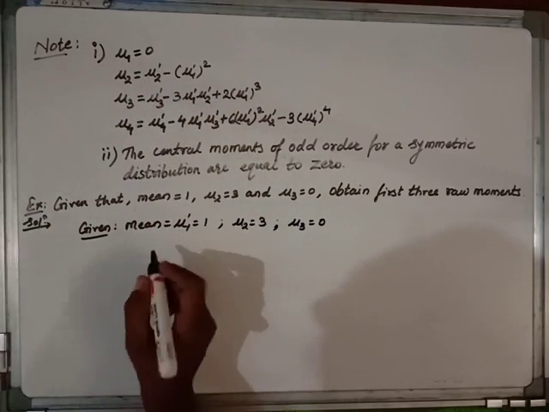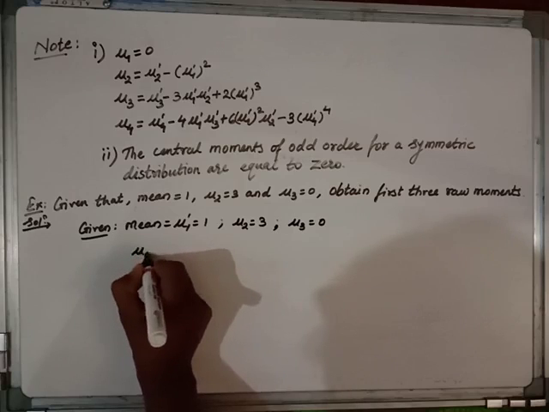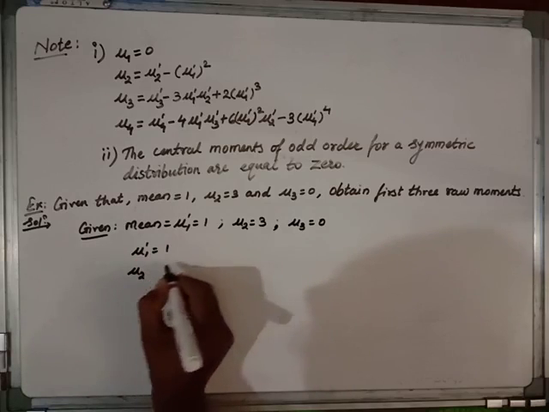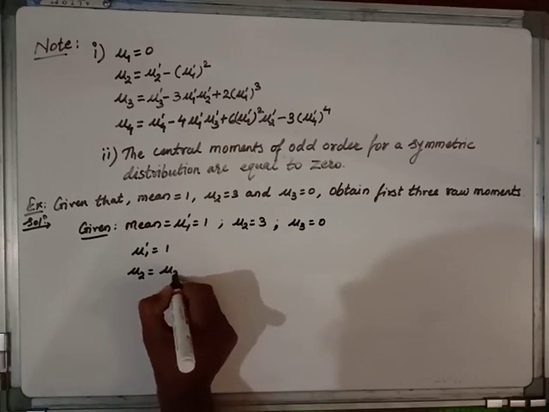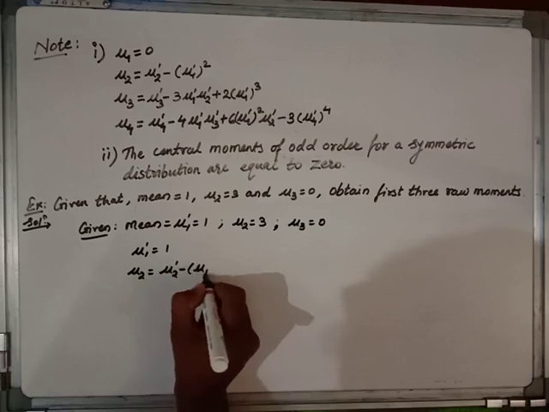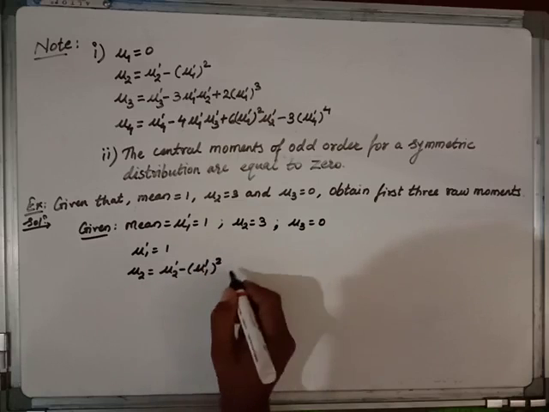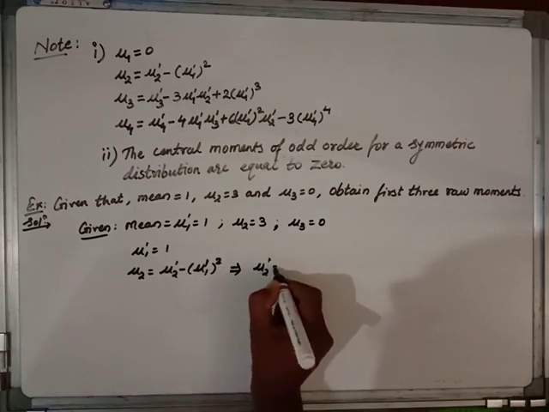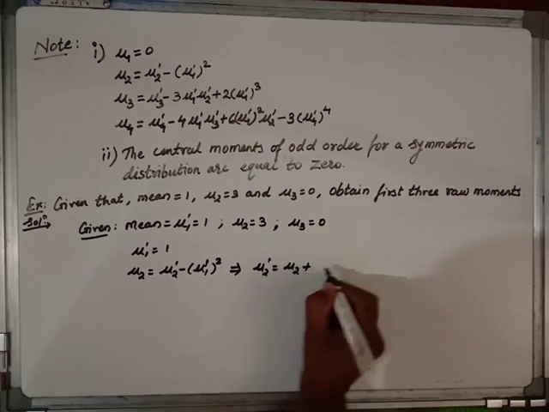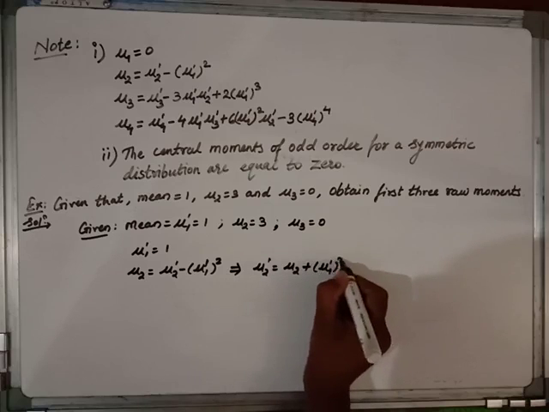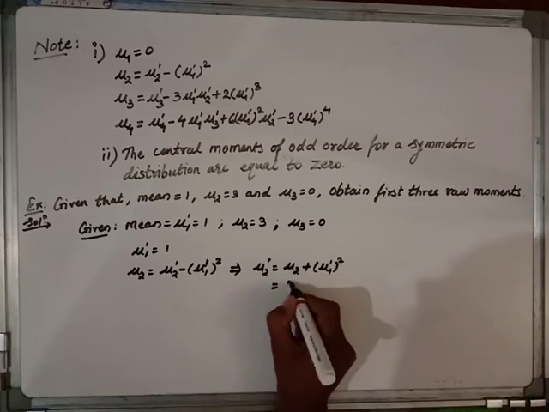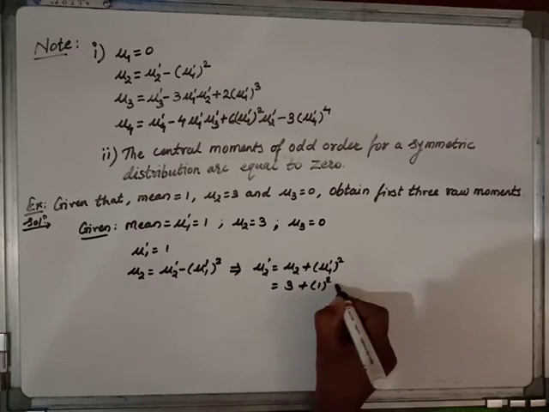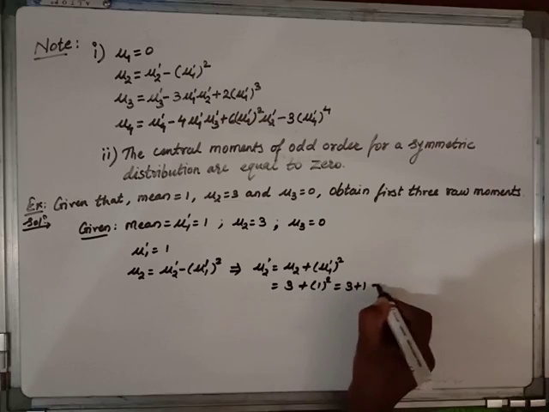Now look at it carefully. Mu1 dash is known, means the first raw moment is known to us. Now the question is what? Mu2 is what? Mu2 dash minus mu1 dash square. So from this we can write mu2 dash is equal to mu2 plus mu1 dash square. So mu2 dash is how much? 3 plus 1 square.